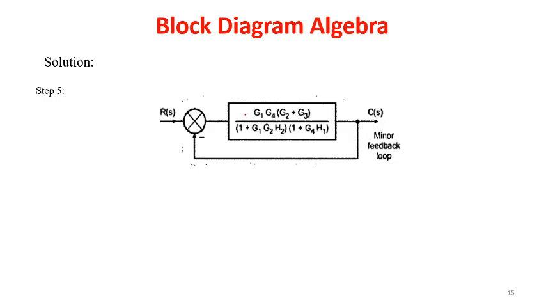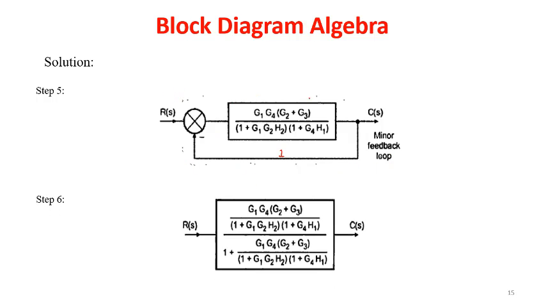So here we can see the forward block G1 G4 bracket G2 plus G3 whole divided by 1 plus G1 G2 H2 bracket 1 plus G4 H1, and here we are having one as a feedback which is going to be unit feedback, which is going into the summation point as a minus feedback. So this is a minor feedback loop.